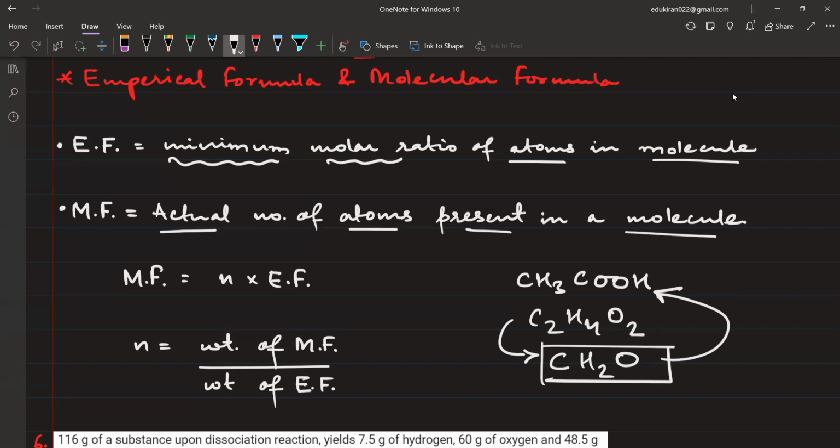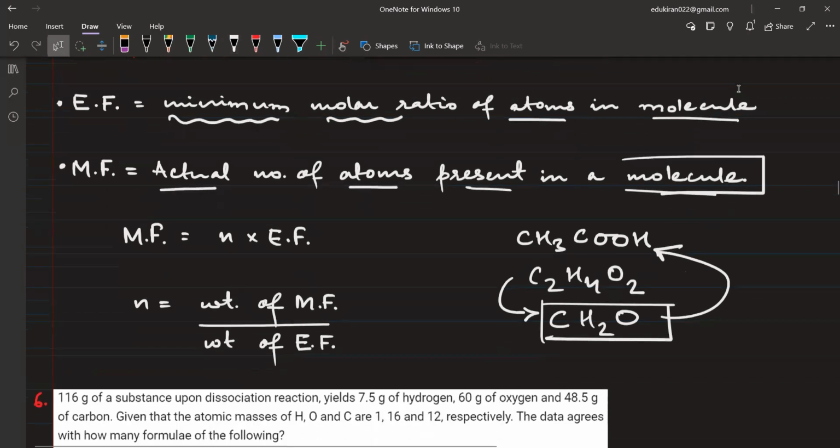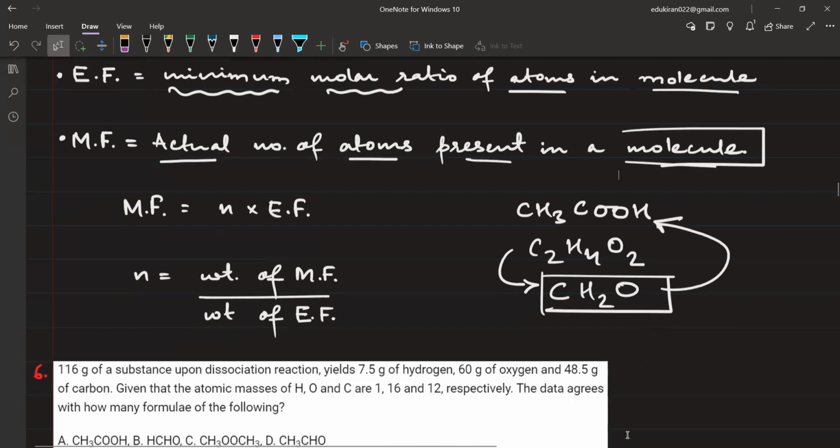So this is the difference between empirical formula and molecular formula. Empirical formula is the minimum molar ratio. You have to minimize it as much as you can. But molecular formula is the actual number of atoms present in a particular molecule. How many atoms actually are in one molecule, that is the molecular formula. And they are related as molecular formula is equal to N into empirical formula. N can be calculated by weight of molecular formula upon weight of empirical formula. Whatever the ratio will be, you will just plug the ratio and you will get the molecular formula from the empirical formula. Now, see this one, write this question.